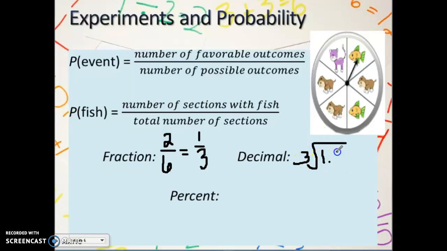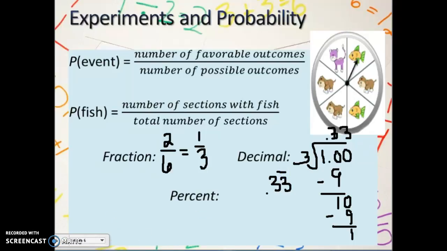3 can't go into 1, so I'm going to add a decimal point and a couple zeros, and I'll bring my decimal point up into my answer. 3 goes into 10 3 times, which is 9. We subtract and get 1. Bring down my 0. 3 goes into 10 3 times. I subtract 9, I get 1. I can see that this is going to be a repeating decimal, so I'm just going to stop here and say that my decimal is 0.33, repeating.